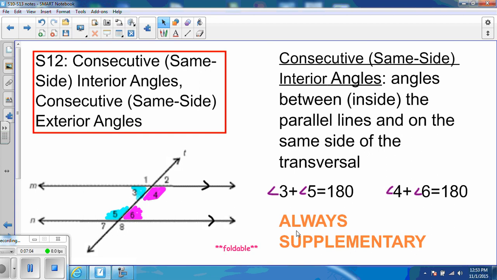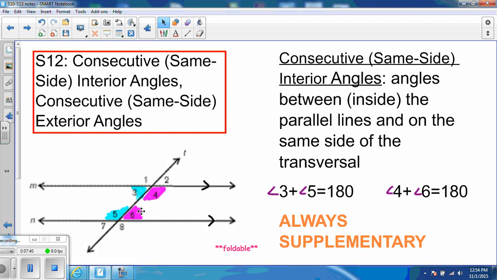So when we look at same side interior, we're looking at inside. Interior means inside of our parallel lines, so inside of M and N. And same side, so same side of the transversal. So 3 and 5, those are both on the left side of the transversal and both inside of the parallel lines. If you add them together, you would get 180 degrees. Same with 4 and 6. If you added their measures together, you would get 180 degrees because they're both inside of the parallel lines and they're on the right side of the transversal.